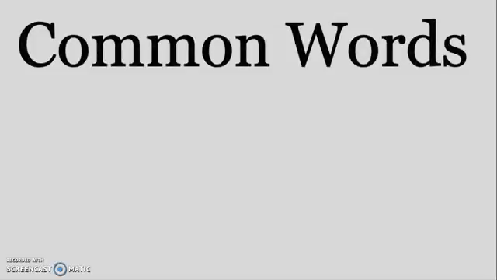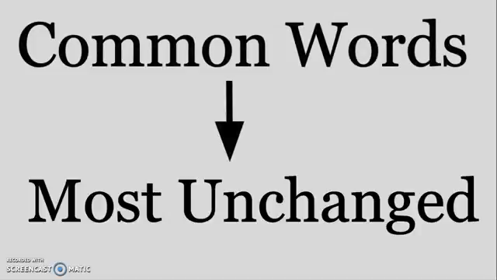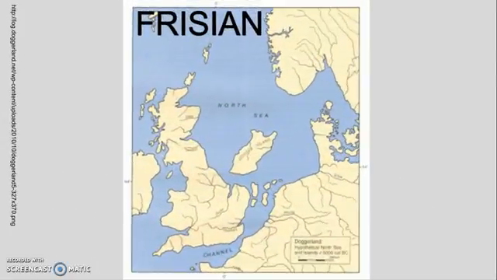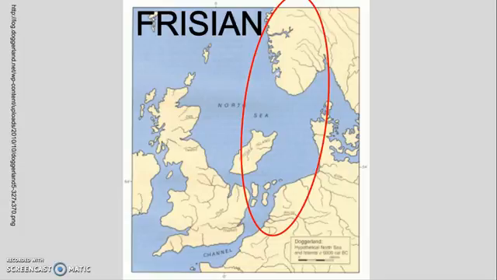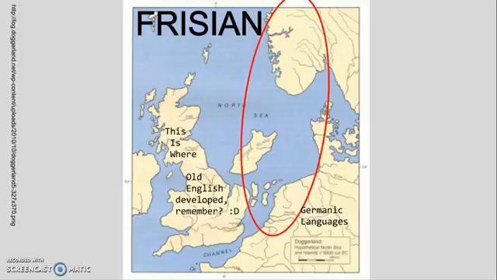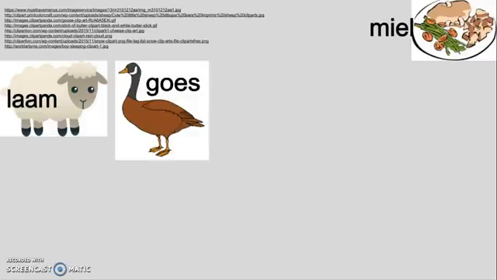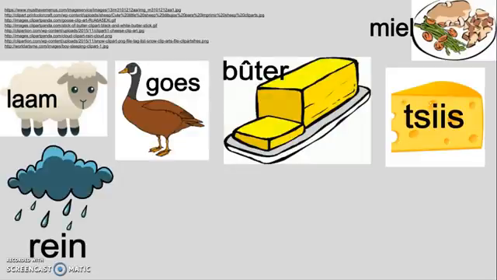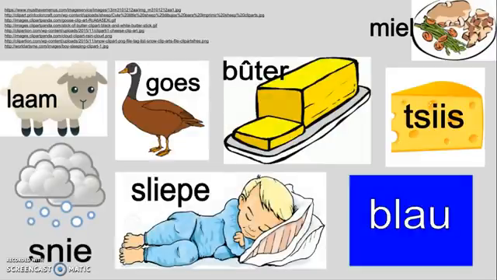Basically, the words we use most commonly are still close to their Old English versions. A modern example is Frisian, now spoken in the Netherlands and coastal Germany. It's close to the Germanic languages spoken in the time of Old English, so we find many words that, again, sound almost like accented modern English. For example, meal, lamb, goose, butter, cheese, rain, sneeuw, sleep, and blauw. Sorry for any pronunciation issues.